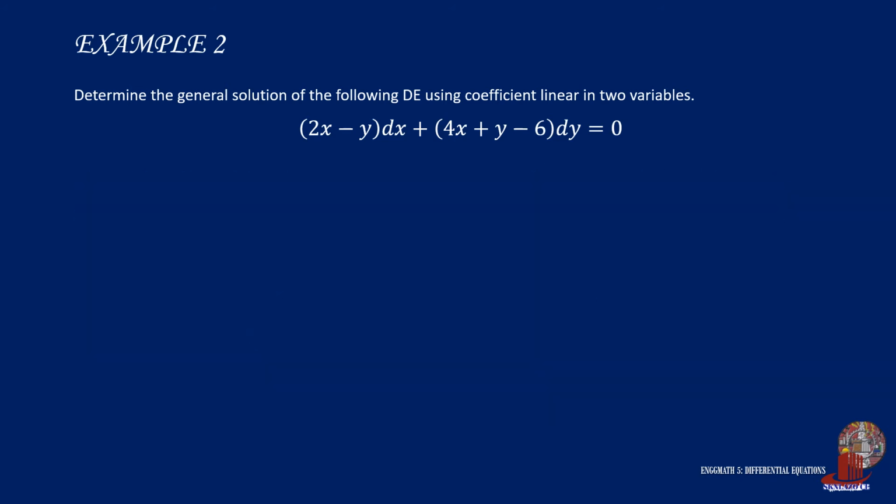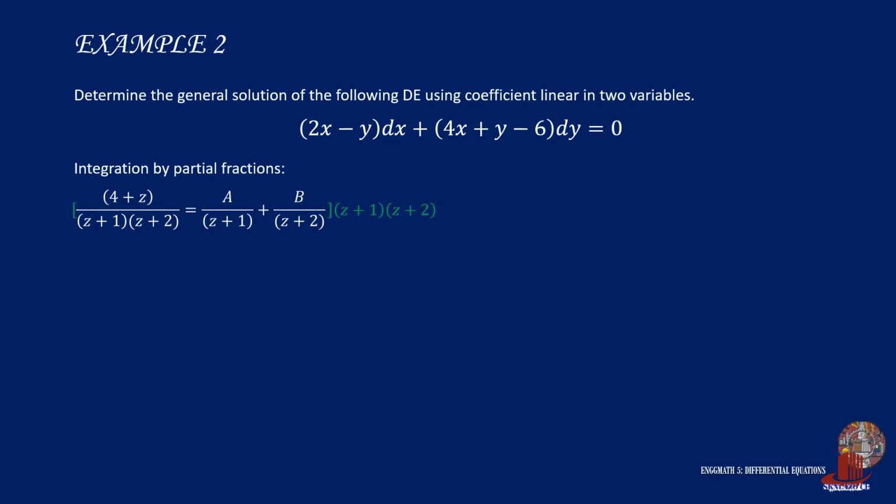The simplification is done through integration by partial fractions. This is the method of identifying the equivalence of the term with the introduction of some variables. The denominator can be factored into z plus 1 and z plus 2, which will be separated. Now take the LCD and multiply it to the whole equation. Thus we get 4 plus z is equal to a times the quantity of z plus 2 plus b times the quantity of z plus 1.